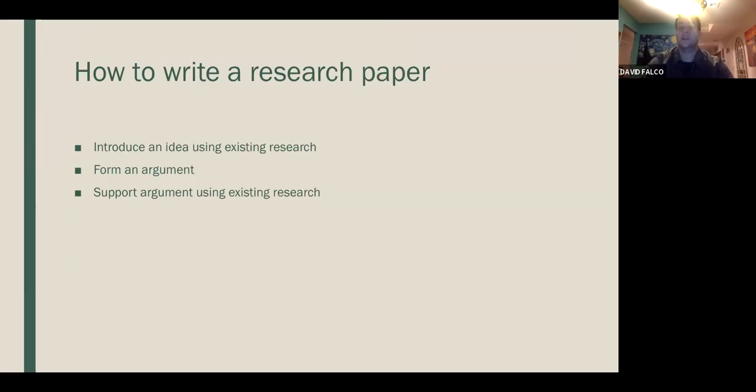All right, so first, as I said before, we're going to overview how to write a research paper. First, we're going to introduce an idea using existing research. Then we're going to form an argument to support the thesis that we kind of provide some evidence for in our introduction. And then we're going to support an argument using existing research. One of the most important parts of any of these projects is, again, being able to do a literature review and find peer-reviewed studies that we can cite in these papers.